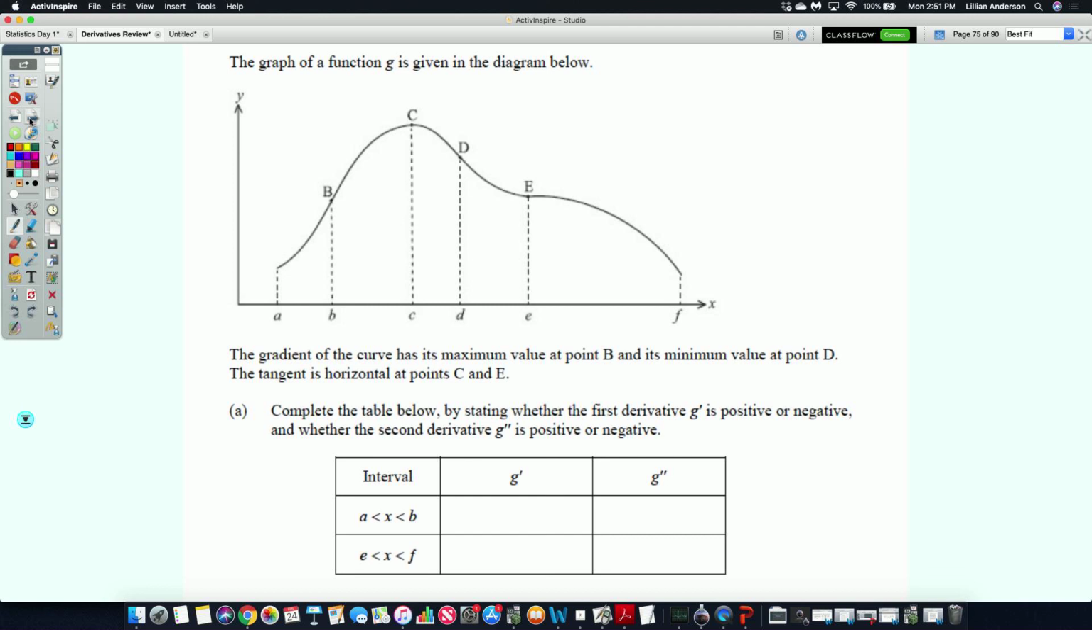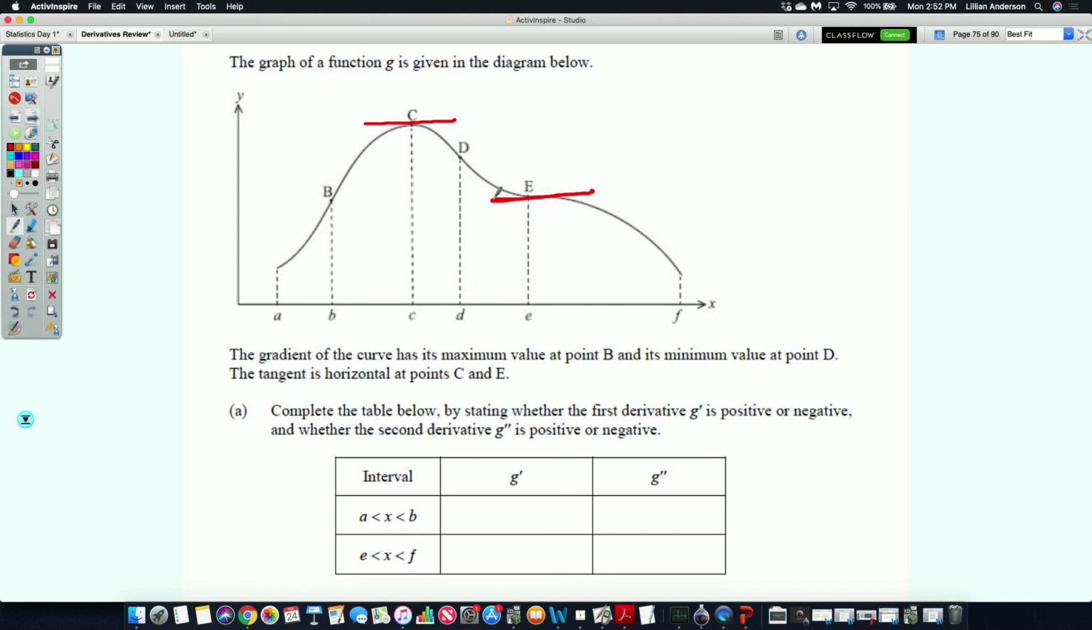Remember, if the tangent is horizontal, that means what? It's zero. What's zero? The derivative. Remember, if it talks about a tangent line being horizontal at C and E, it's talking about the slope, the derivative. So complete the table by saying whether the first derivative is positive or negative.